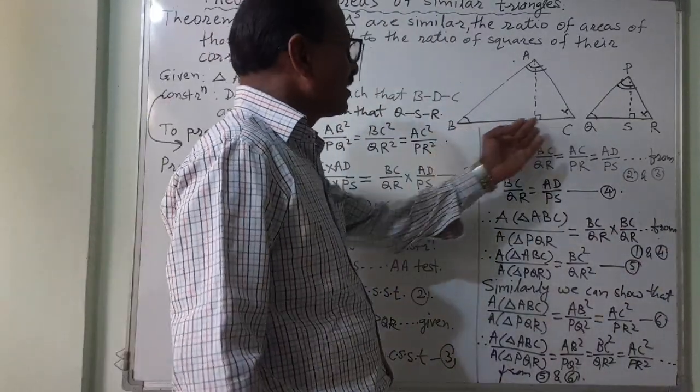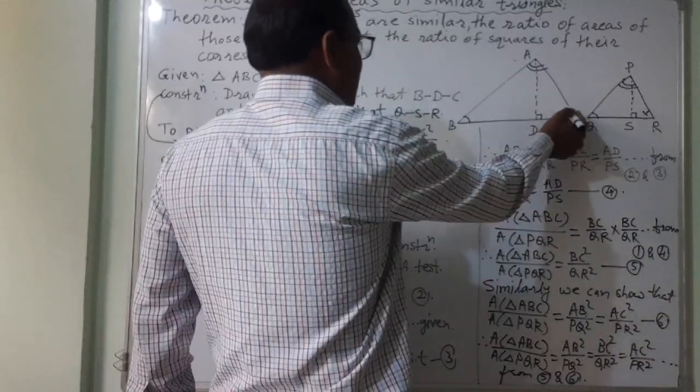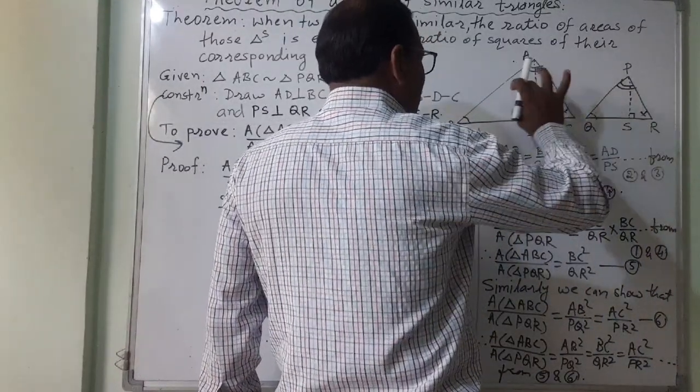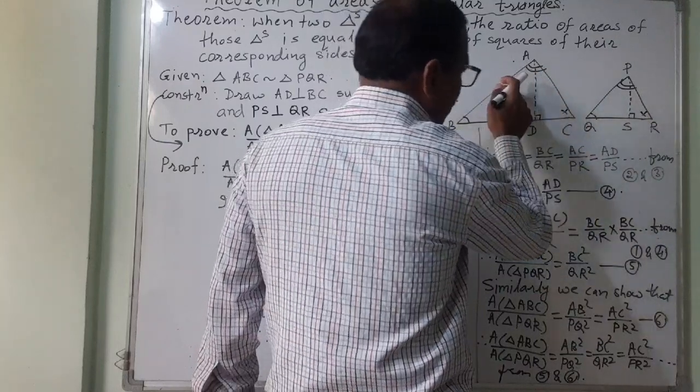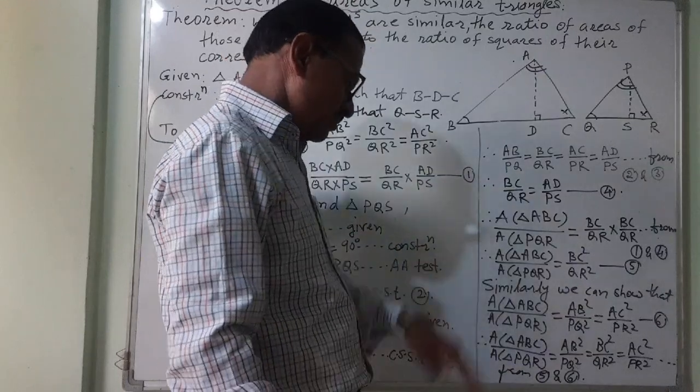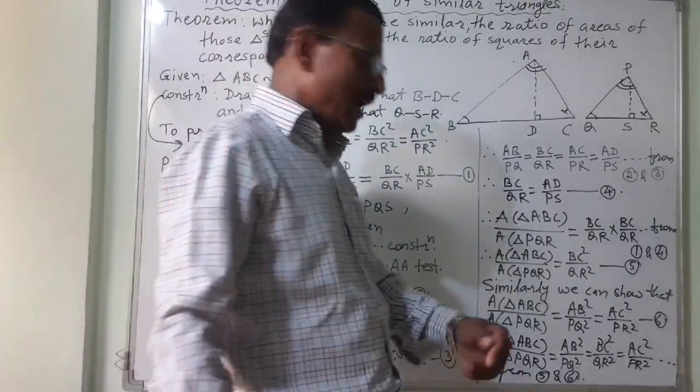Similarly, now we have taken this as the base. If I take this as the base, then this triangle and this lower triangle here will be formed, and those two will be equal.